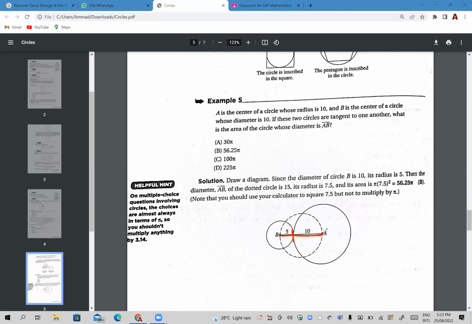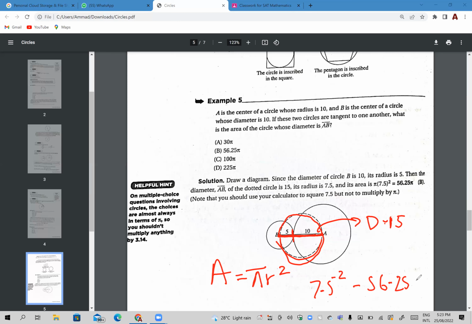अब AB का मतलब ये है कि इधर से एक लाइन एक्सटेंड की, B तक गए, तो ये जो dotted circle है, this is another circle now. And you're supposed to find the area of this circle. 10 plus 5 किया तो इस circle का diameter तो हमें मिल गया, diameter is 15 for this new circle. तो इसका मतलब है एरिया का फॉर्मूला क्या होता है? पाई आर स्क्वायर. रेडियस क्या है? 15/2. 7.5 square. 7.5 square is 56.25. 56.25 pi is the answer.